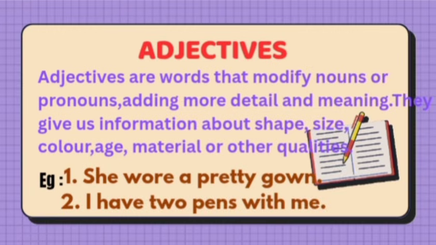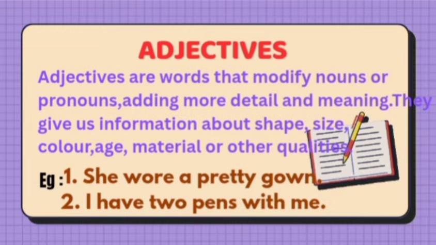Next sentence. I have 2 pens with me. Now, how many pens do I have? I have 2 pens. So here, we are getting more information about the pens. How many pens? 2 pens. So here 2 is an adjective.